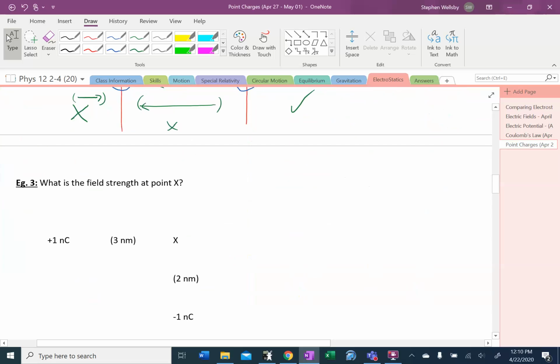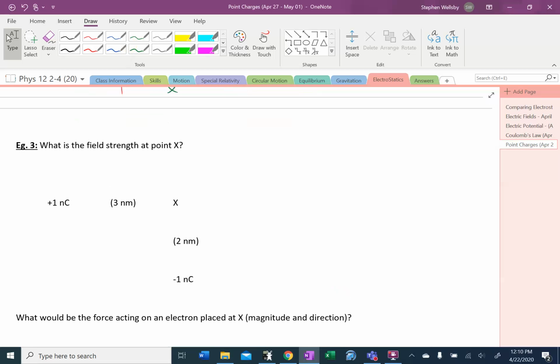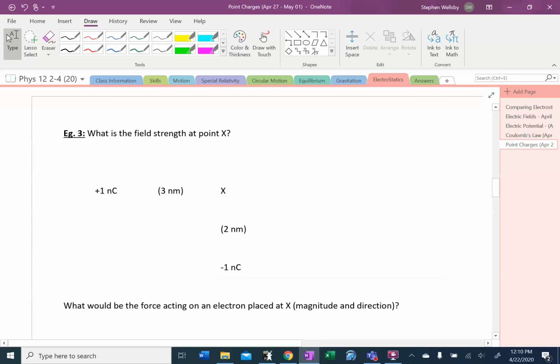Okay, what about this one here? What's the field strength at point X? So please pause the video here. It is going to take a few minutes to solve this one, so pause the video, try and solve it for yourself, thinking about what the directions of the arrows are from this positive charge, what the directions of the arrows are from this negative charge, keeping in mind the distance here, to calculate the overall resultant field strength. So pause the video now, and we'll come back and solve it when you're done.